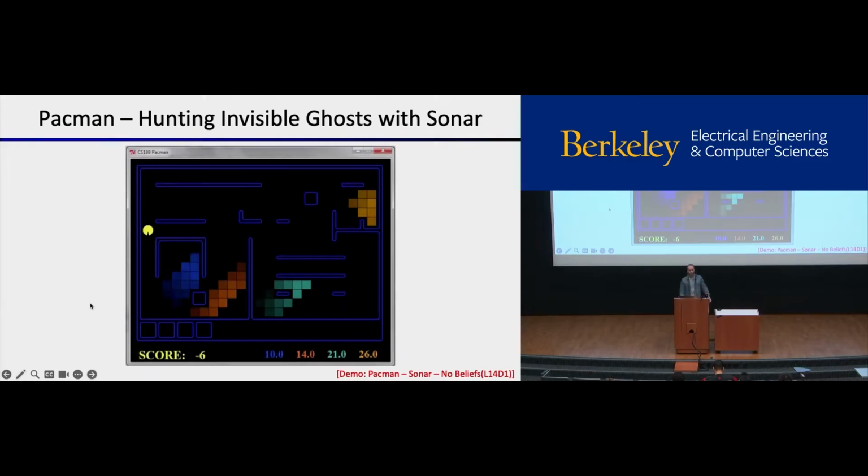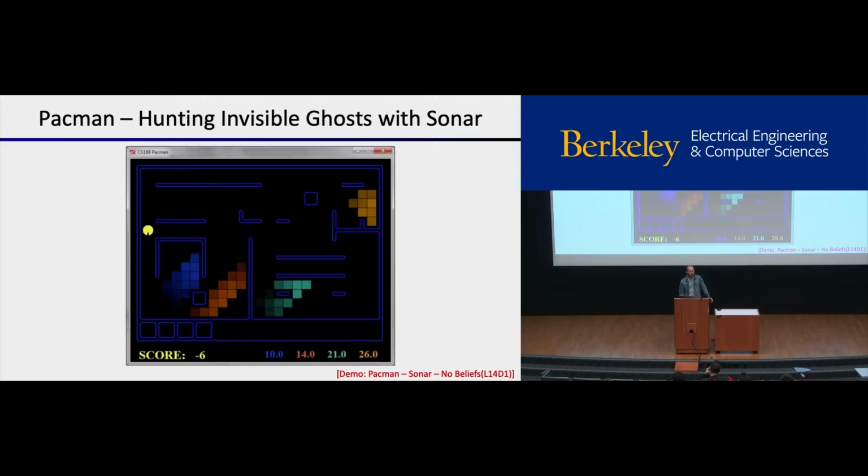Okay. So the example that I'm going to show you guys now is a video of Pac-Man hunting invisible ghosts with sonar. So to Pac-Man, the state is hidden. The state includes the information about where the ghosts actually are. And note, this is a valid concept of state, because if you know that, you can know how it's going to go. You can know the probability distribution about how it evolves. You don't need to know what came before.